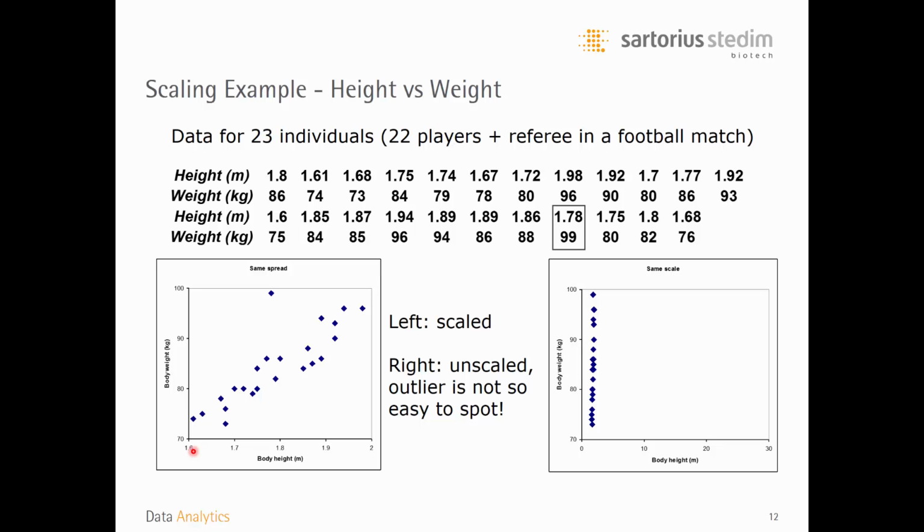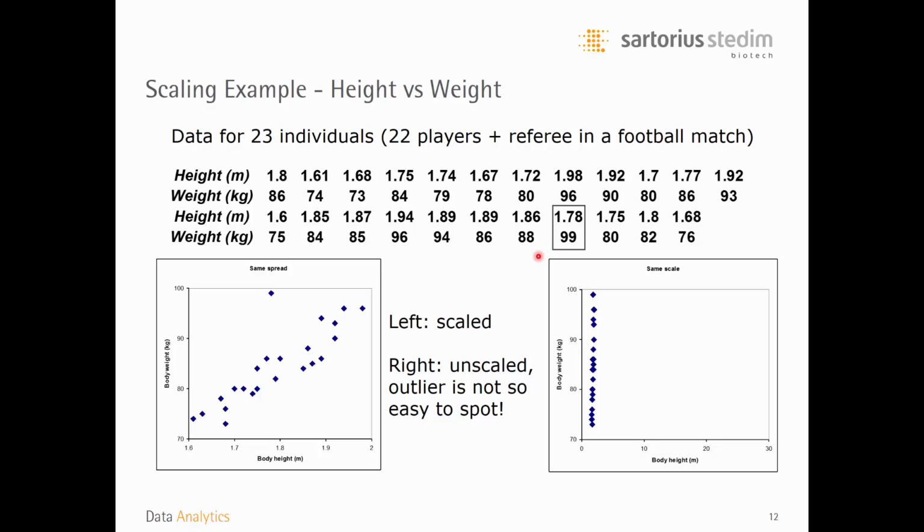First of all, we see that there is a relationship between body weight and body height, meaning that generally when the person gets taller, the weight is also increasing, except for one atypical person, which breaks this correlation structure. So we see, in addition to the relationship between body weight and body height, also an atypical person. And that is the individual for which the data are boxed here in the table. And it is the referee in the game in this case.